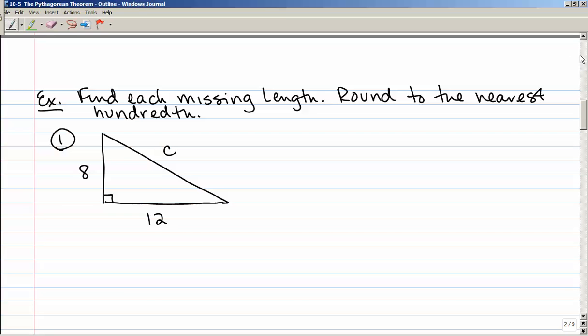Find each missing length and round to the nearest hundredth. So in this case, my two legs are designated by the lengths 8 and 12, and it really doesn't matter which one is A and which one is B. So I'm going to say 8 squared plus 12 squared is going to equal the length of the hypotenuse squared, and the hypotenuse is C. So now we just solve this for C. 64 plus 144 is equal to C squared, or 208 equals C squared.